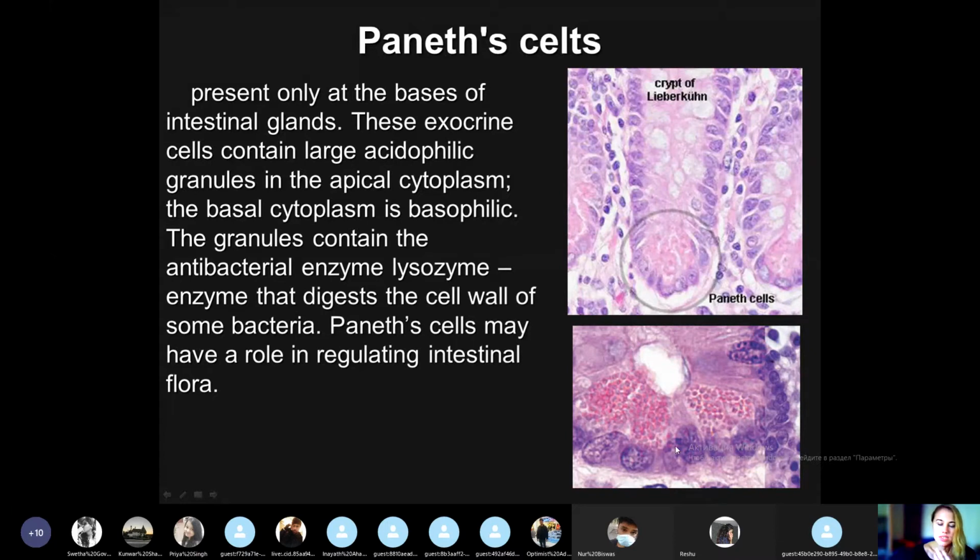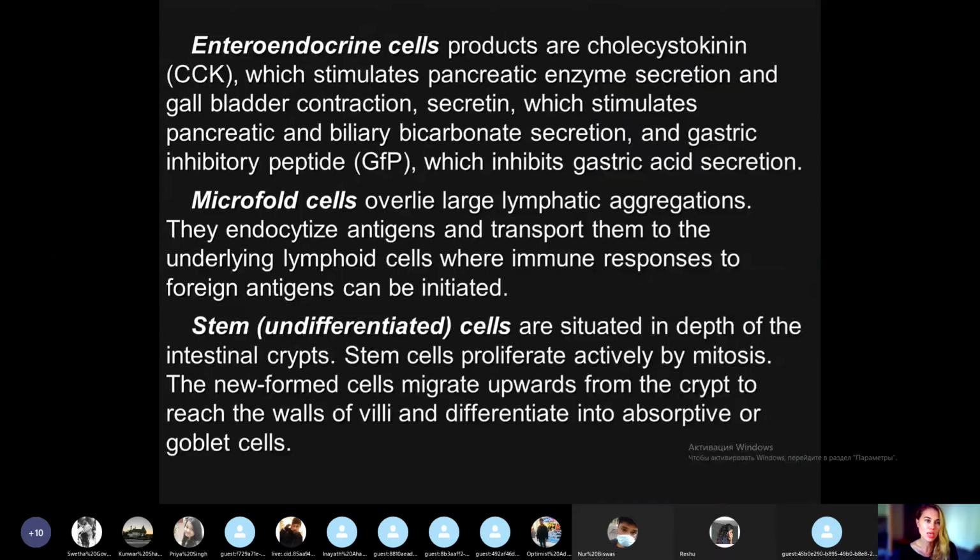The basal surface is bright basophilic because of the abundance of rough endoplasmic reticulum. So one more time, the Paneth cells are secretory cells found in the base of the intestinal crypts and responsible for production of the hydrolytic enzymes that split the bacterial wall and provide a protective role.